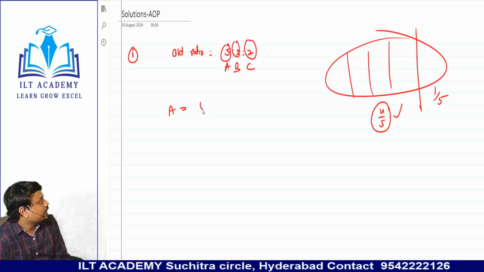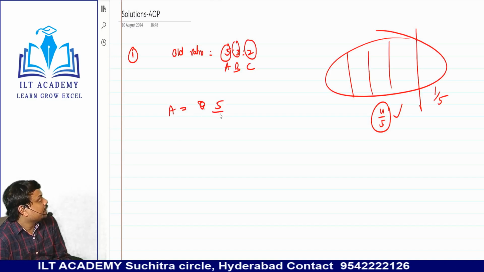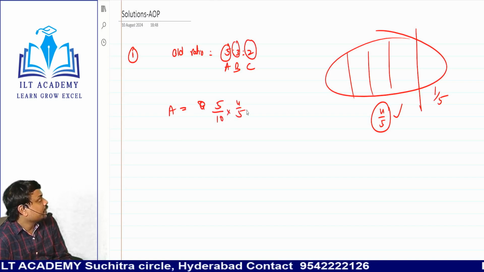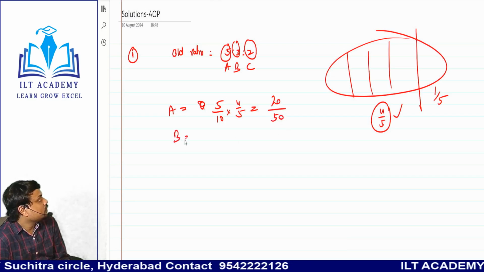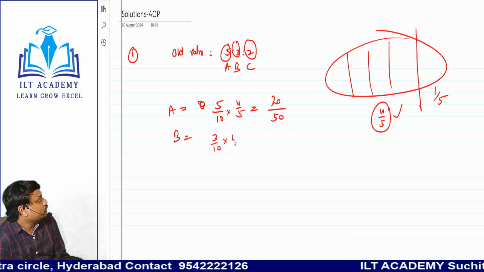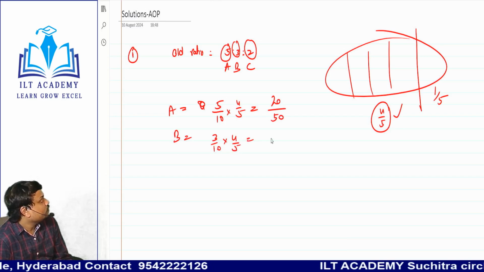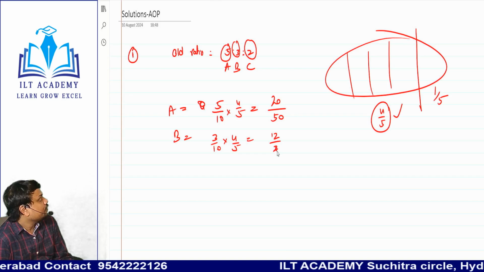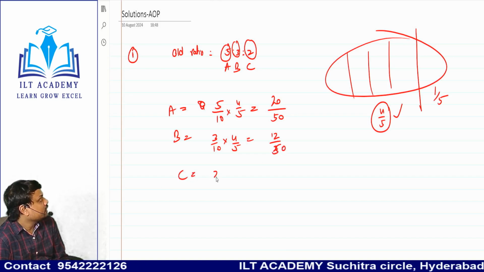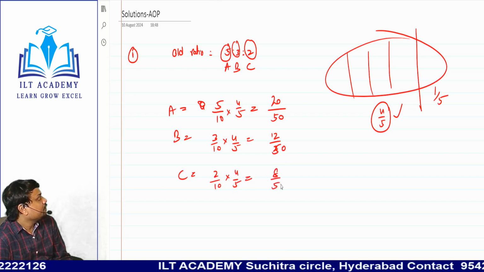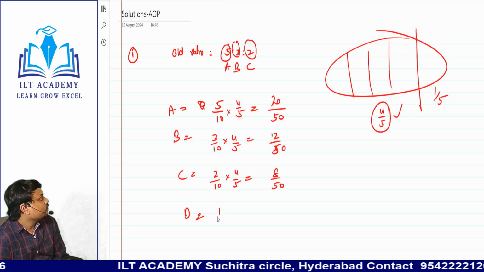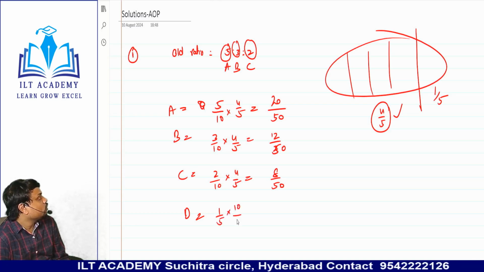5:3:2. So A is equal to 5/10 into 4/5, which is 20/50. B is equal to 3/10 into 4/5, which is 12/50. Next C का कितना है? 2/10 into 4/5, 8/50. D का शेयर कितना है? 1/5, which is into 10/10.